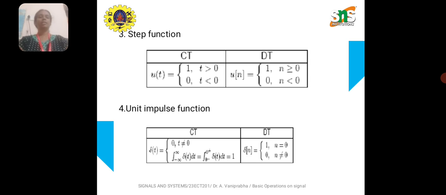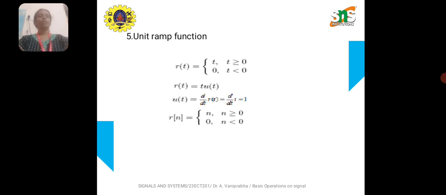Next is unit impulse. Unit impulse is the case in which the output del of t is equal to 1 only at t equal to 0, or del of n is equal to 1 only at n equal to 0. In other cases it is 0. Next is the unit ramp function. It is represented as r of t. R of t is equal to t for all values of t greater than 0, and it is equal to 0 for t less than 0.